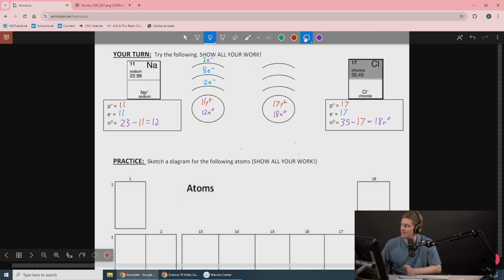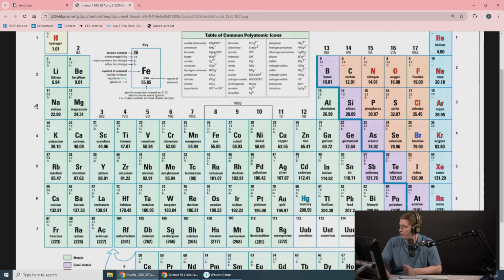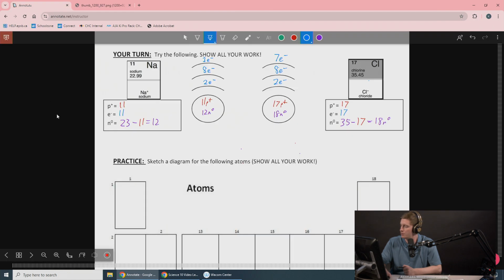I have 17 electrons to place, so I'm going to put 2 in the first energy level. That leaves me with 15 to place. I can fit 8 in the second energy level. I'm left with 7 to go in my third energy level. Both sodium and chlorine are in the third period, so it makes sense that they have electrons in their third energy level, because the third period is the third energy level.